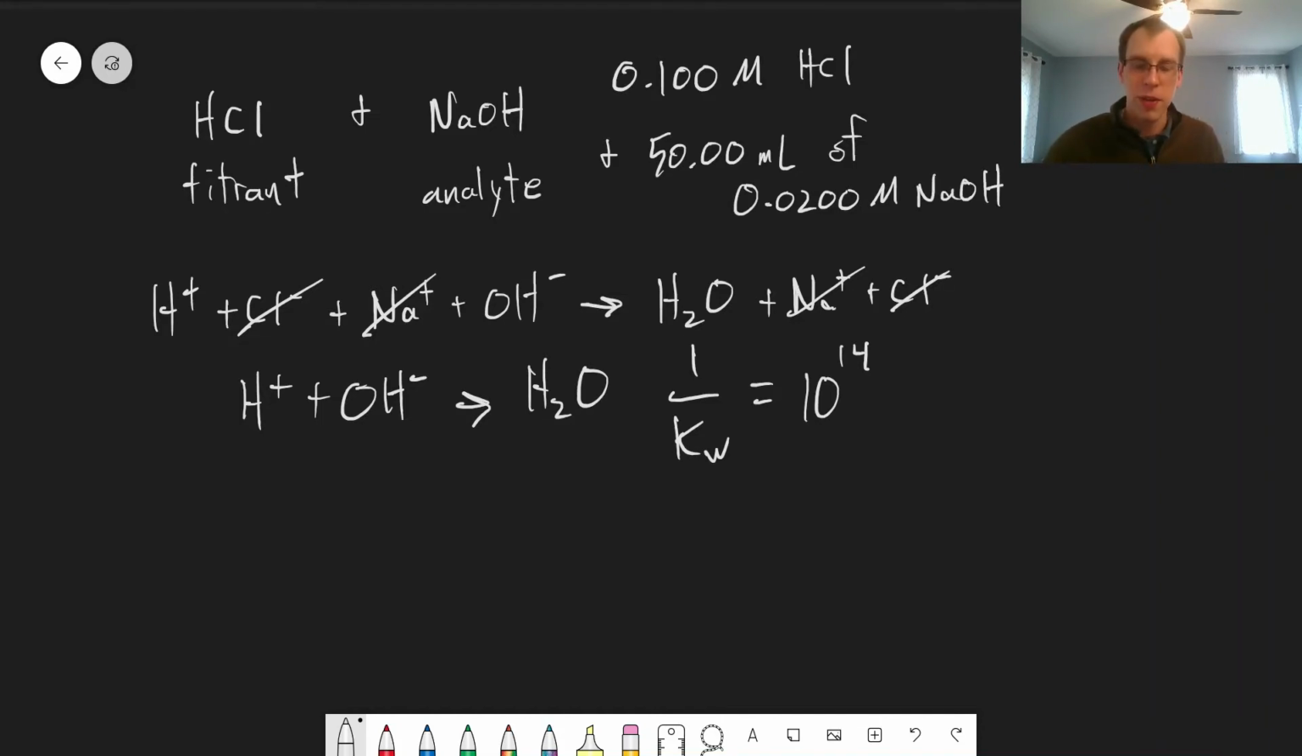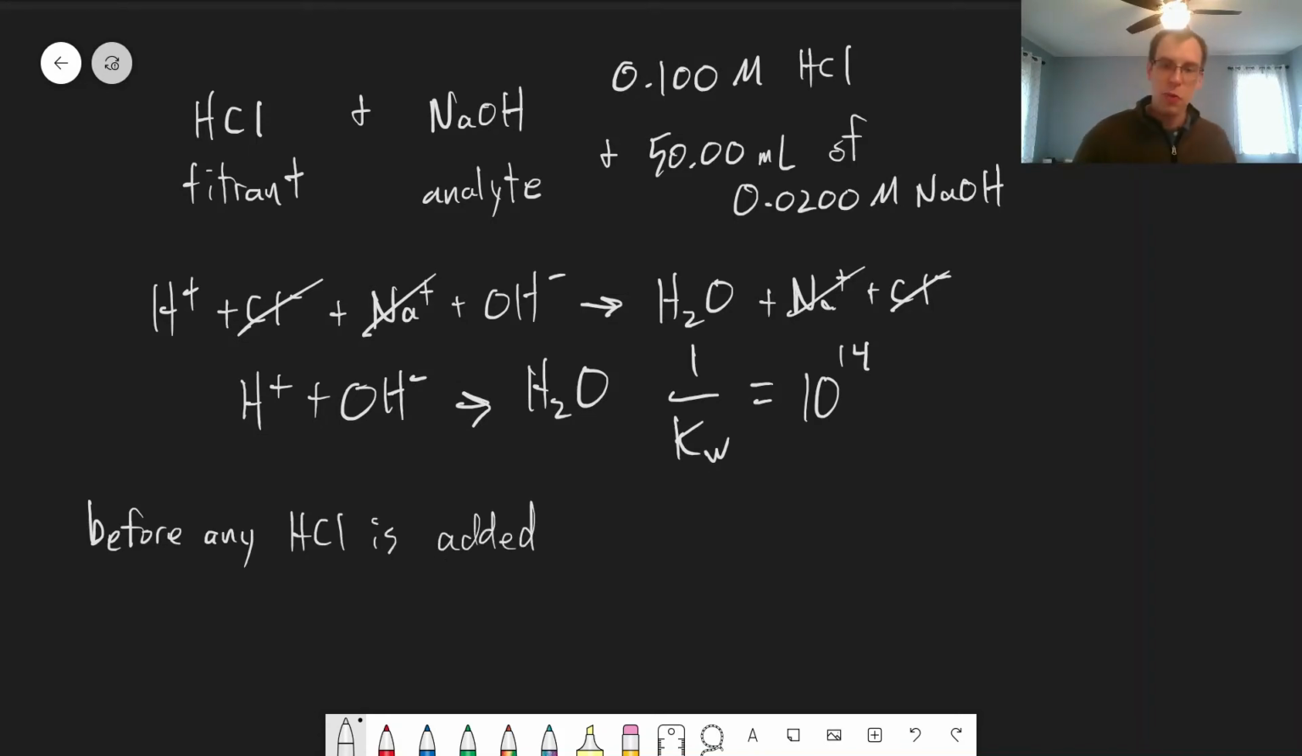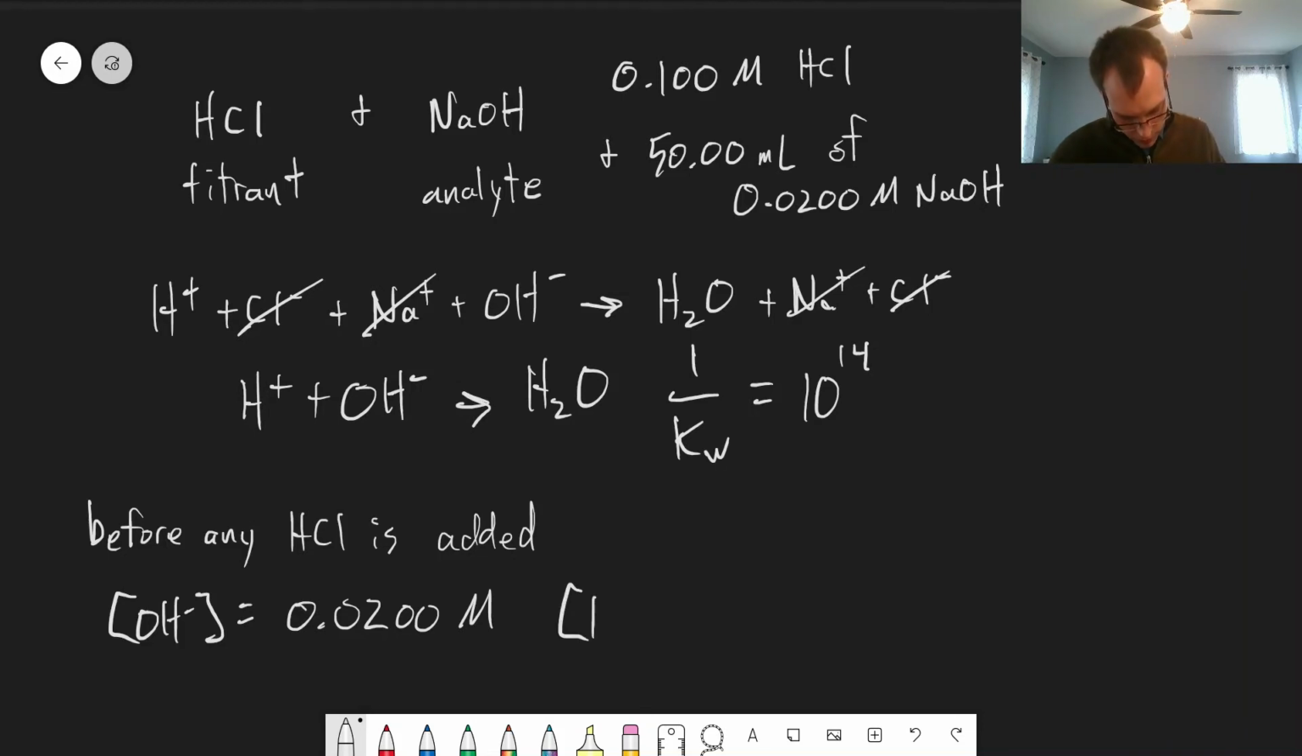Okay, so the first point that we're going to think about is before any HCl is added. So what's the pH of the solution there? Well, that's pretty straightforward because we know that the concentration of hydroxide is equal to 0.02 molar. And from there we can find the pH pretty straightforwardly. We can find that the concentration of H+ is equal to Kw over the concentration of hydroxide. This is just a rearrangement of the Kw expression.